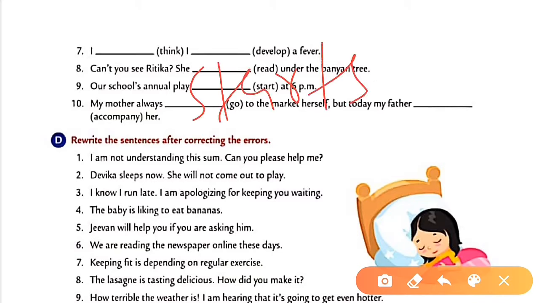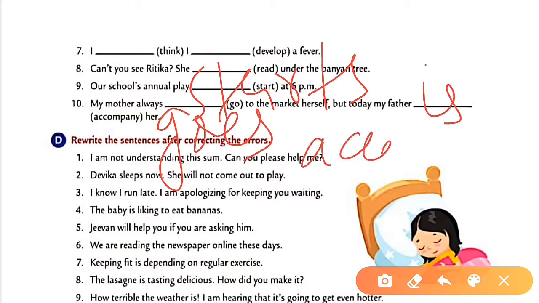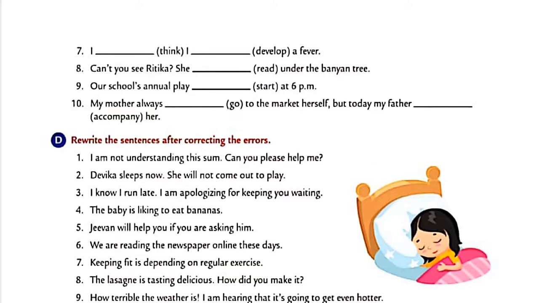My mother always dash to the market herself. So it is always habitual action, goes to the market herself. But today my father, a special day, so it is accompanying, is accompanying. Guys, this is complete your C part. Move to next D part.